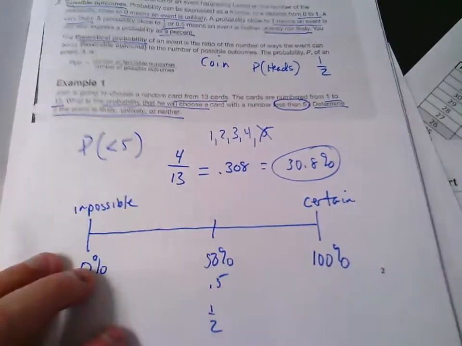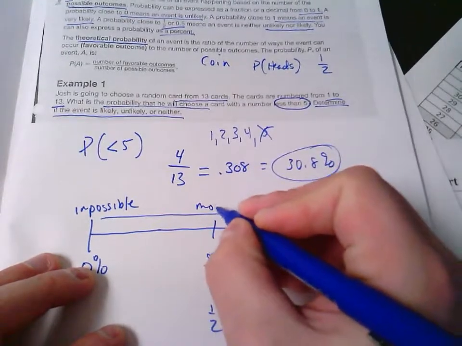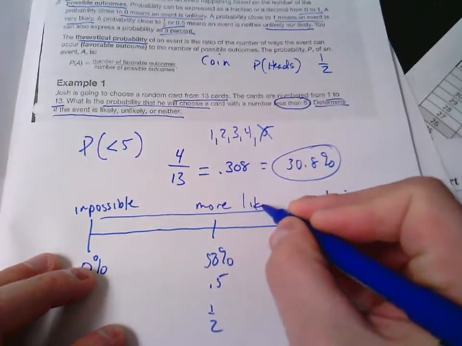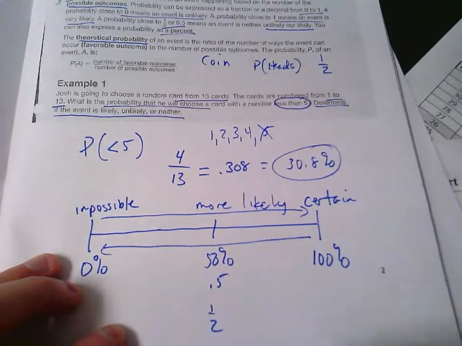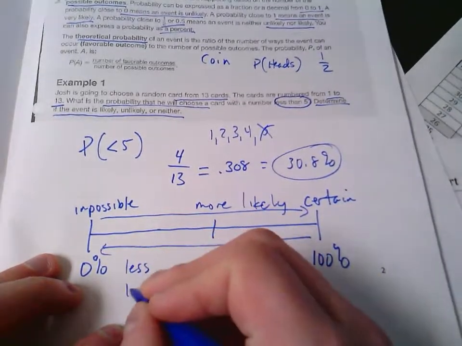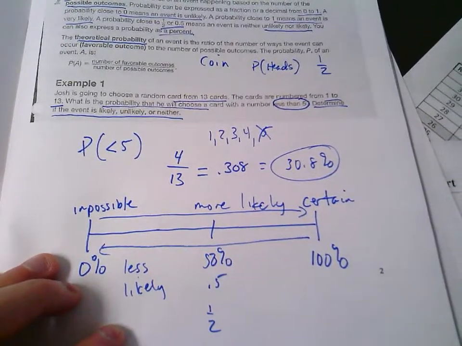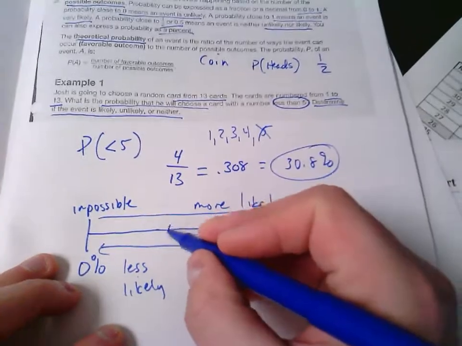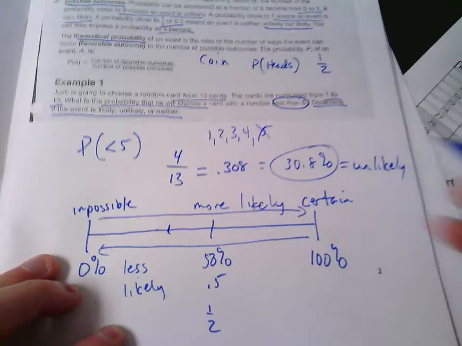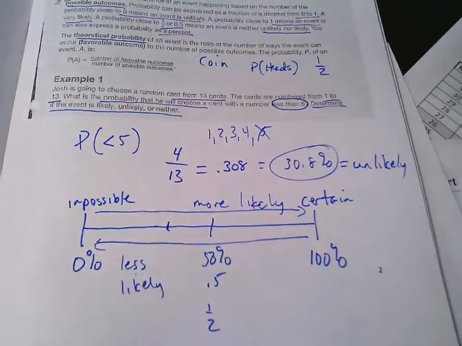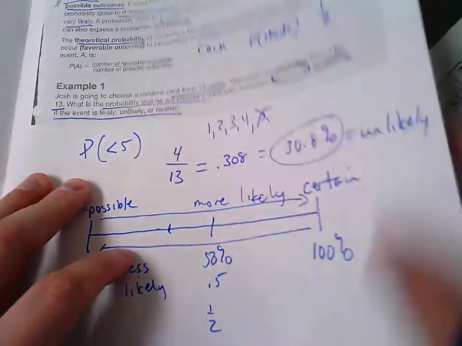All right, so the closer you get to certainty, that's more likely. Okay, and the closer you get to 0 going the other way, becomes less likely. And in the middle is kind of not likely or unlikely. So a 30.8% is unlikely. Anything less than 50% is unlikely to occur. Okay? Anything more than 50% is likely to occur. All right. So that's just finding basic probability.